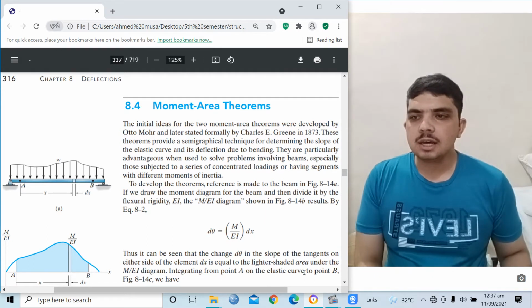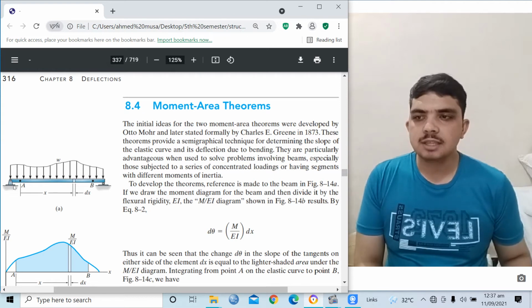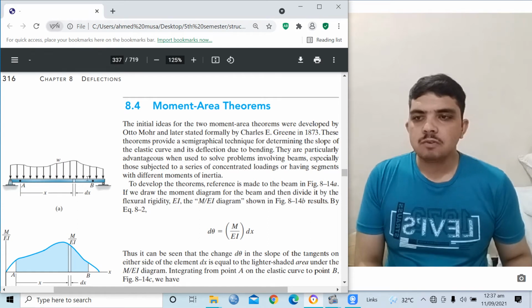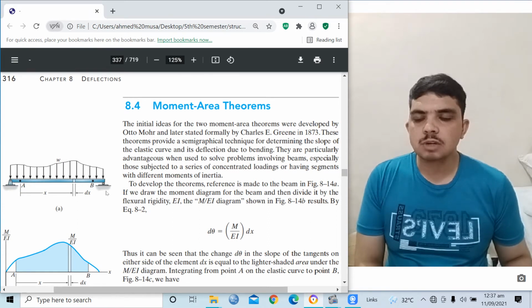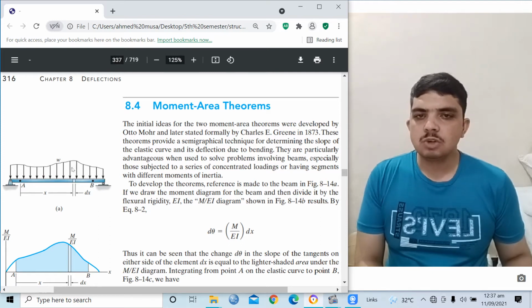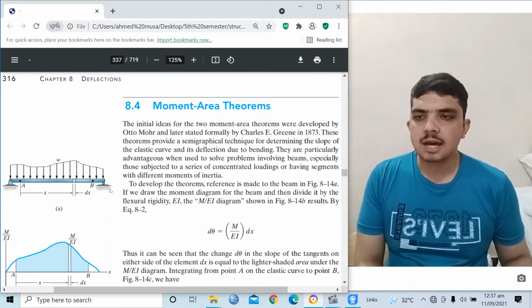Now, in a real beam, how can we determine that this is the slope and this is the deflection? For example, this is a simply supported beam, which is supported by a hinge support and a roller support. There is some UDL load applied, acting downward on this beam. So this beam must deflect downward due to this loading. If this beam deflects downward, the deflected shape of the beam will make some angle with the original beam. So this is called the slope or rotation of the beam.